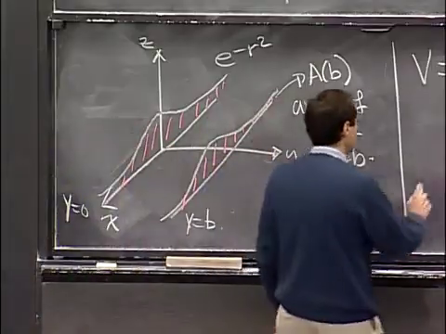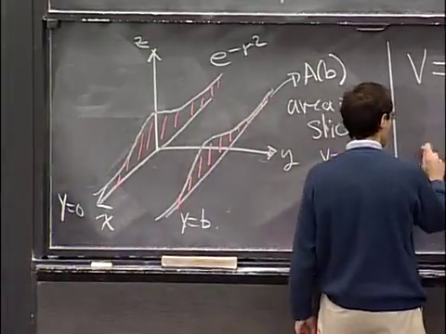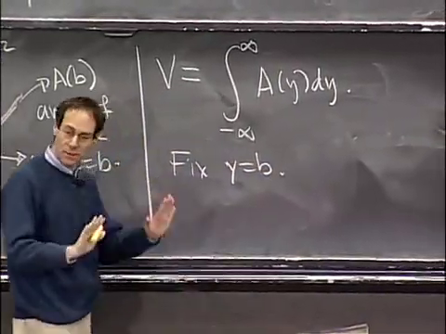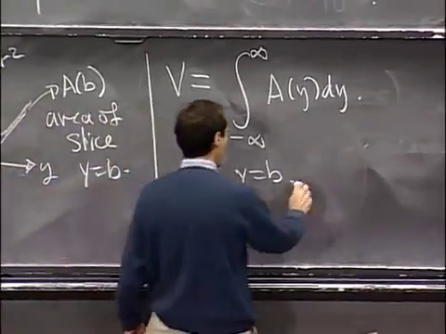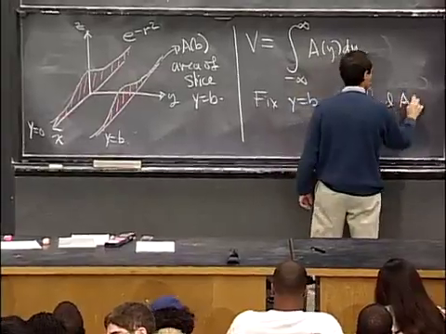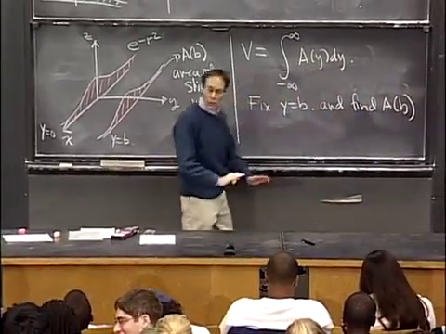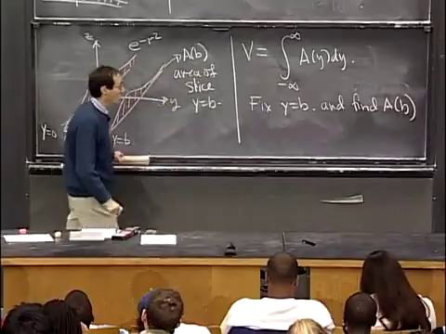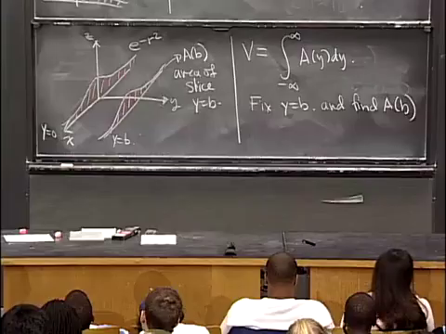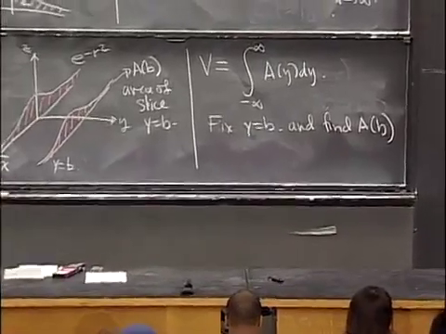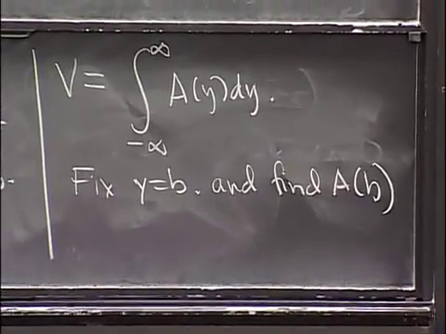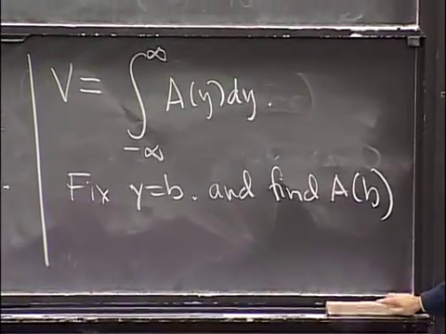And now our goal, in order to do this calculation, is to fix y equal to some b. We're just going to fix one of these slices and calculate A of b. That's what we need to do in order to make this procedure succeed. Now, this is the only place where this method works, but it's an important one.